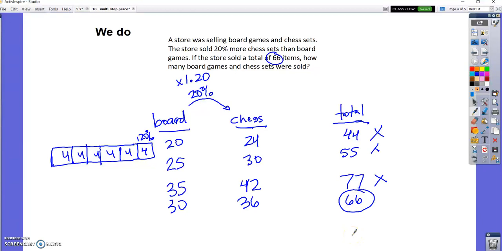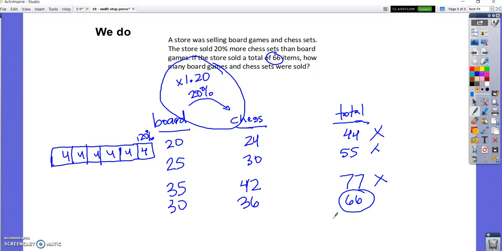So what I like about this strategy is there's not a lot of pressure to know that there's a right way to do it. If you understand percents enough to just say, okay, I know how to increase something by 20%, then I'm just going to keep trying things until I get my right answer. I'm very comfortable with that.